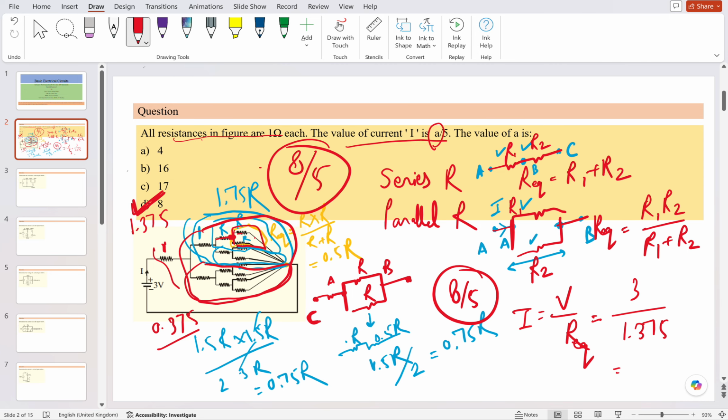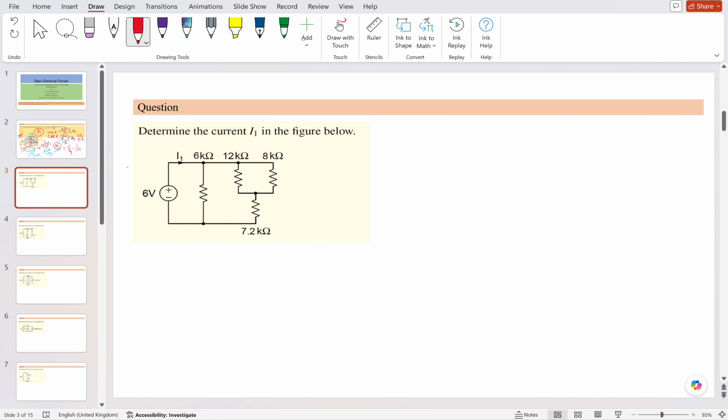Based upon your feedback, let's move forward to the other kind of problem. Try to solve this. This is also related to R equivalents only. You have to find the value of I1 which is flowing through here. Reduce the network. If you know the series and parallel combination, you just have to reduce the network and find the value of current. Current is basically voltage divided by R equivalent. Try to solve this.